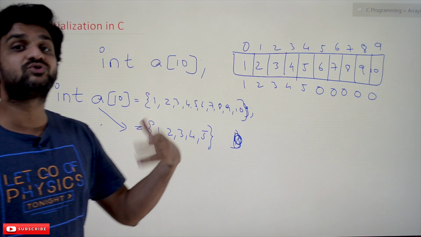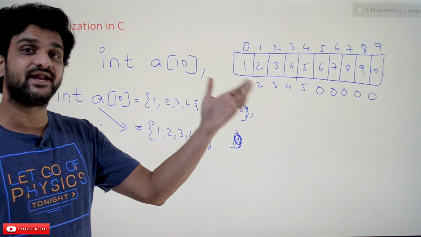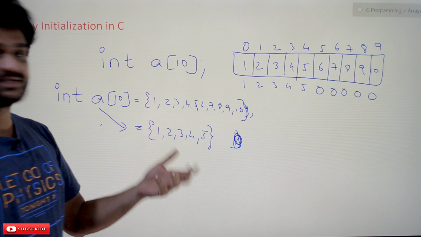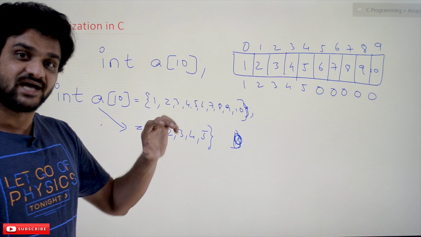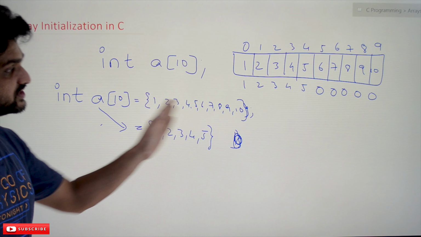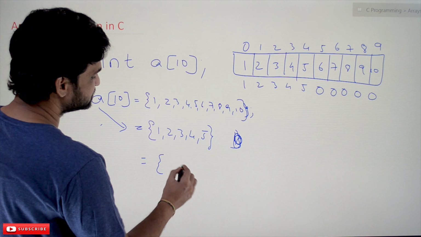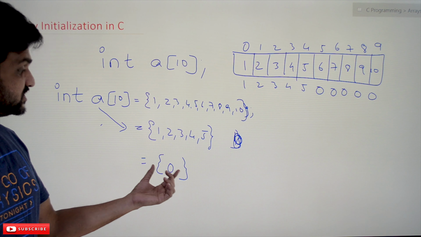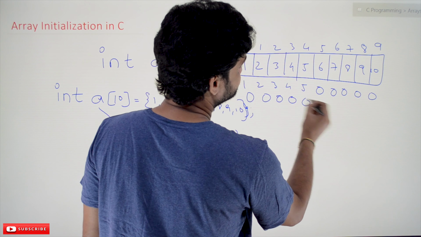For example, if you want to clear the array, if you want to make all the elements in the array zeros, how can we do it? It is very simple. We could give 10 zeros, which is possible, but the simplest way is to just give a single 0 within the curly braces. With this all the values in the array will be zeros.